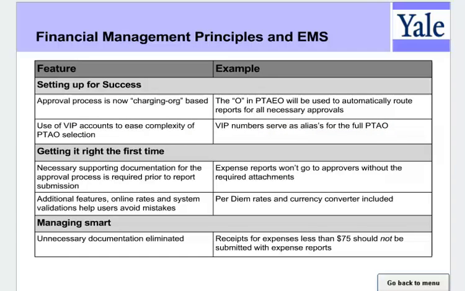At the beginning of the course, we introduced Yale's financial management principles. As a review, the 3 guiding principles are setting up for success, getting it right the first time, and managing smart. The details on the screen illustrate examples of each principle. The new EMS will make the approval process more efficient, as well as provide you with additional features to ensure accurate reports are submitted with all of the required information for approval.